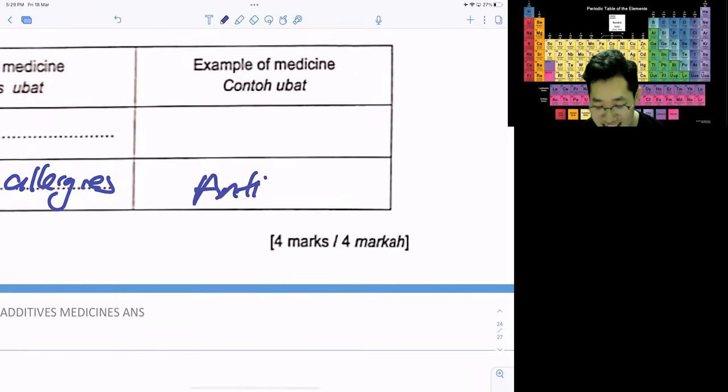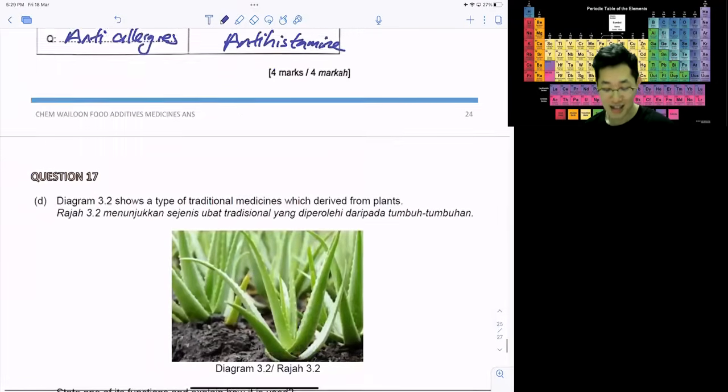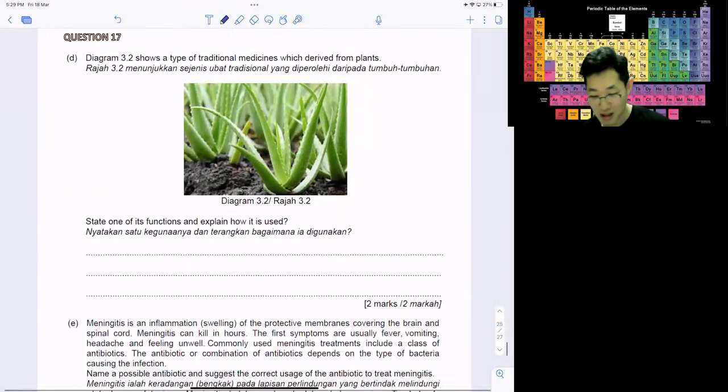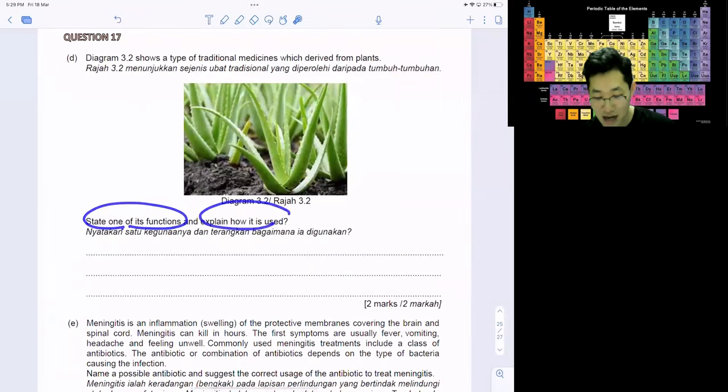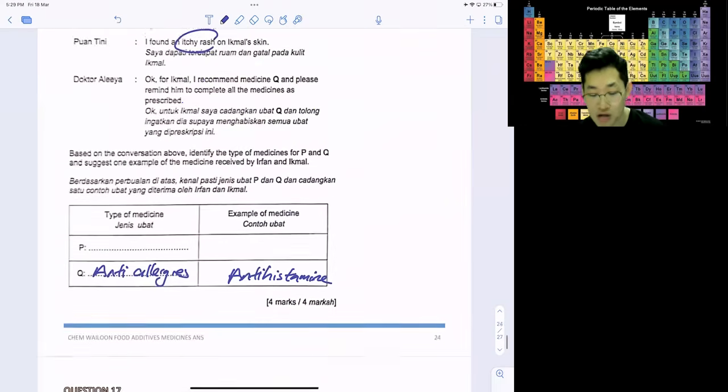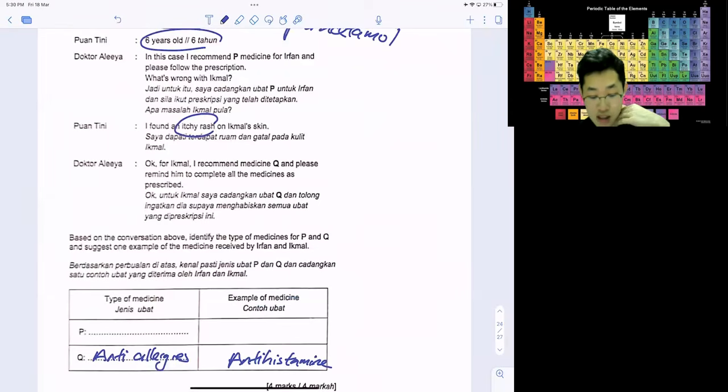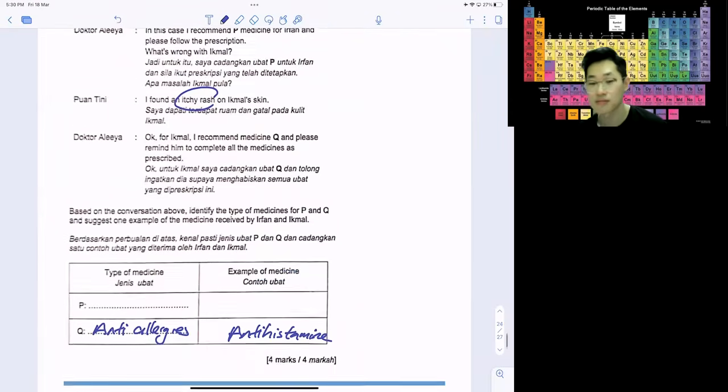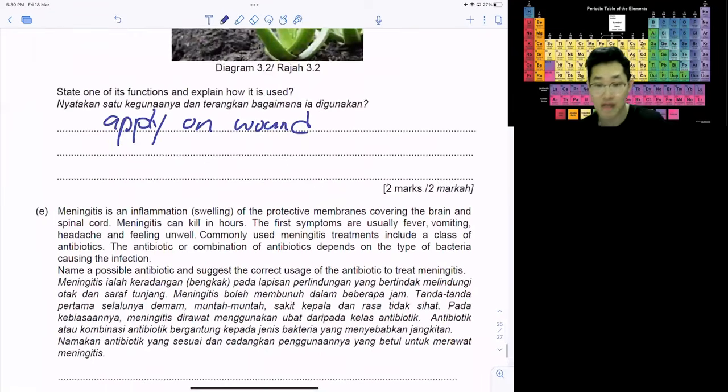Okay, then, aloe vera. State one of its functions and how it is used. Applied as a drug on the wound. Can they use corticosteroid also? Did it say inflammation or not? No, then cannot. Only for inflammation we use corticosteroid. If the skin has inflammation, then we use corticosteroid.